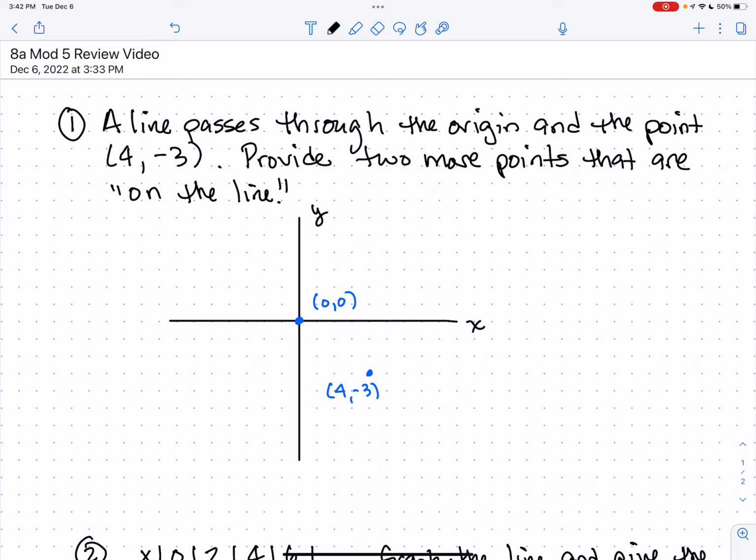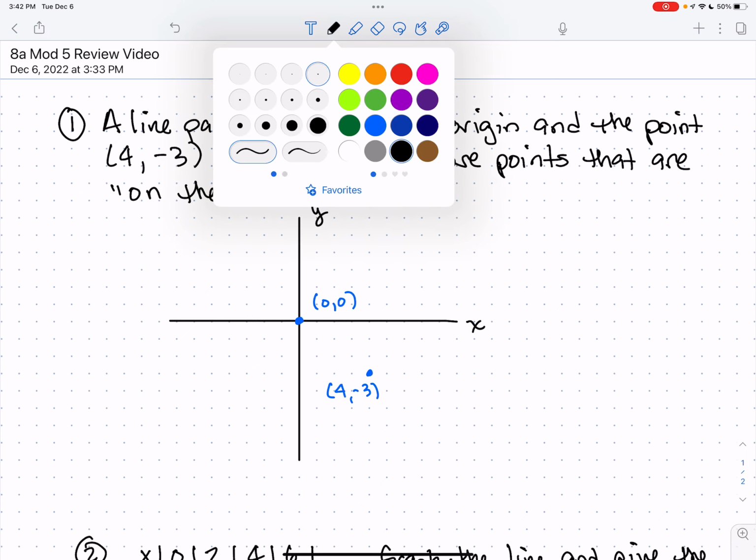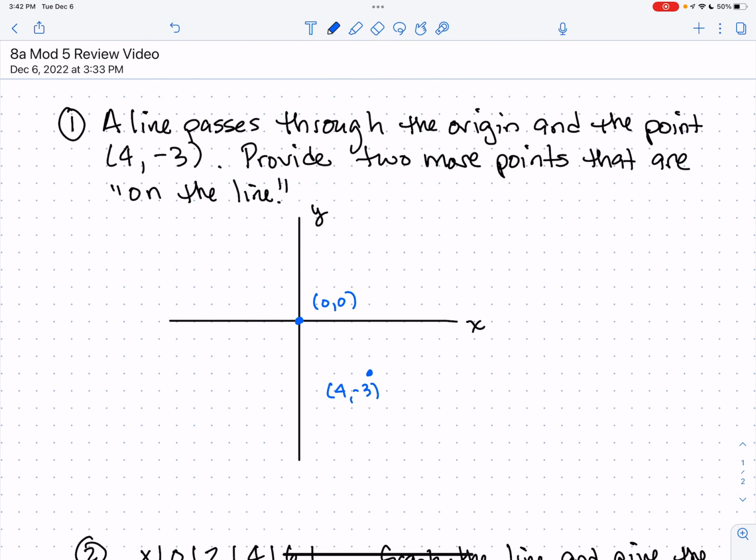Number one, a line passes through the origin and the point 4, -3. Provide two more points that are on the line. In order to do this, first we have to figure out what the line looks like. I've already got the points on there, so we can go ahead and connect them. Here's how I connect them. Just draw a straight line like that, go through that point, and now I'm going to go backwards just to make sure it works both ways. So there's the line, and now I just need to figure out the slope of that line so that I know how to give two more points.